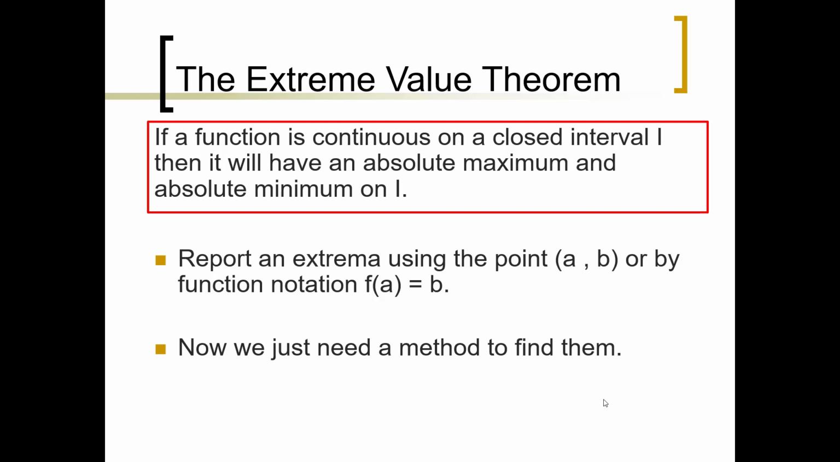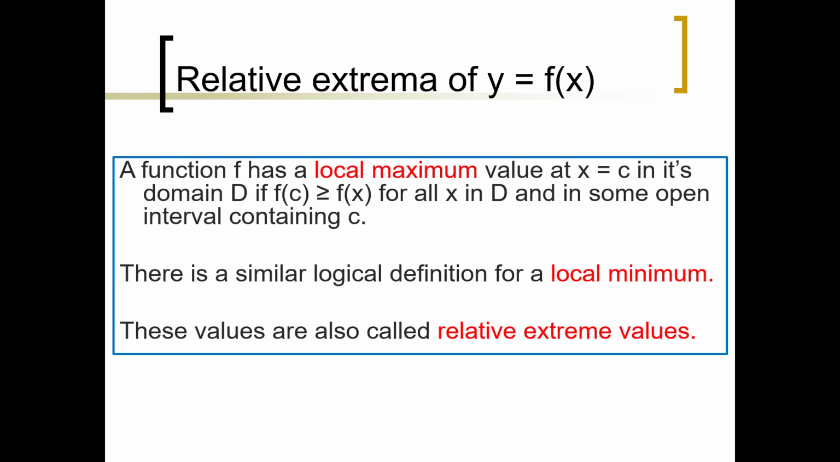When you are asked to say what is the maximum or minimum value, remember those are the outputs of the function. But we often will report and say the maximum is at the point, the x value, and then the corresponding y value. Or you might use the function notation that the maximum value is f of a, and that happens to equal b. B being the maximum and a being where the maximum occurs. Now all we need is some method to find them. In order to find our absolute maximum and minimum, we need to look at a related topic first.